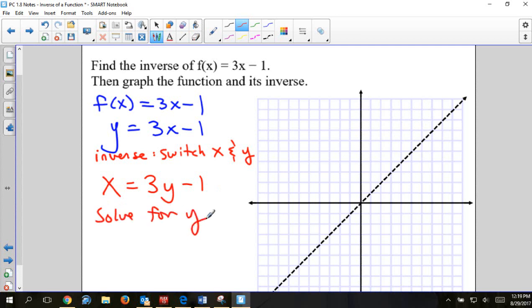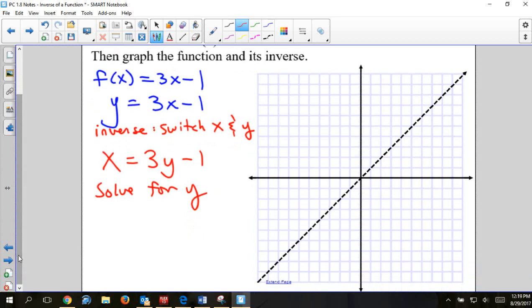So that is the inverse, but we're going to take it a little bit further because we're graphing this. We're going to solve for y. So I'm going to add 1, and then divide by 3.